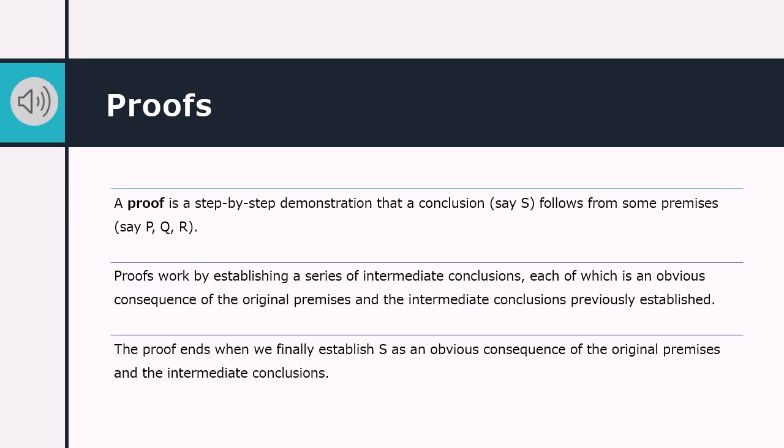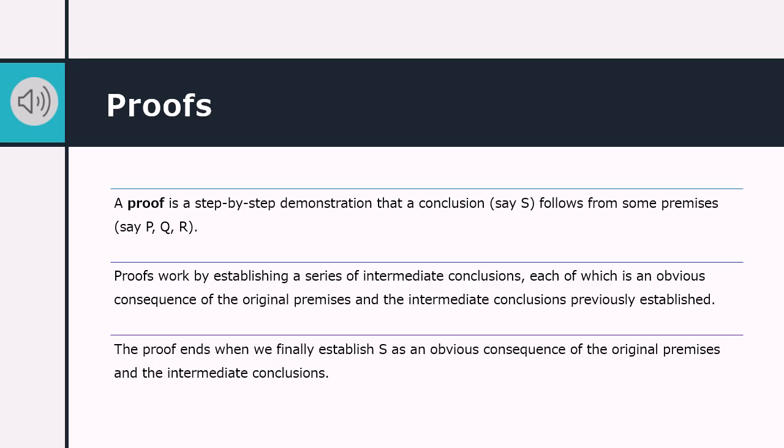In terms of validity, we'll be interested in one of two different things: either verifying that an argument is actually valid, or somehow showing that an argument is invalid. So to show that an argument is valid, we use a method called a proof. And a proof is a step-by-step demonstration that a conclusion, let's say S, for example, follows from some premises, say P, Q, and R. And there can be more or less than just P, Q, and R in those premises.